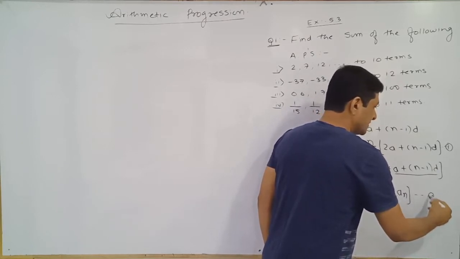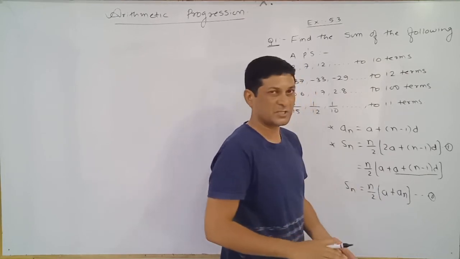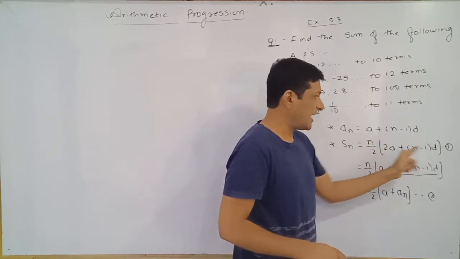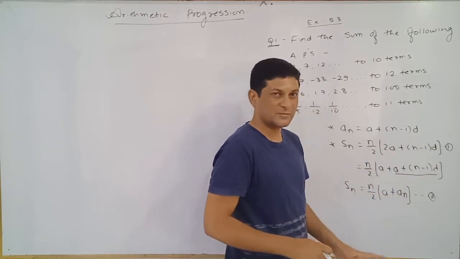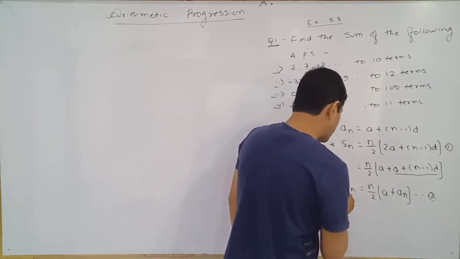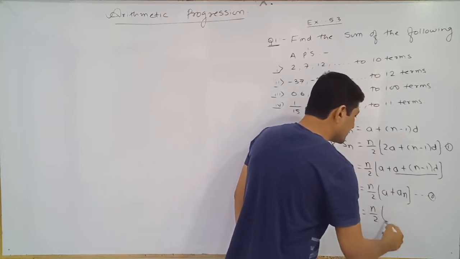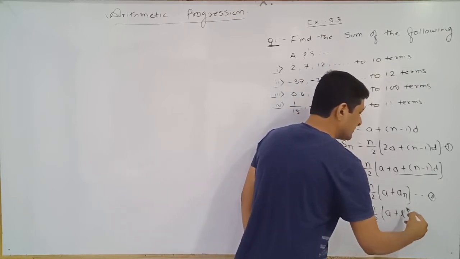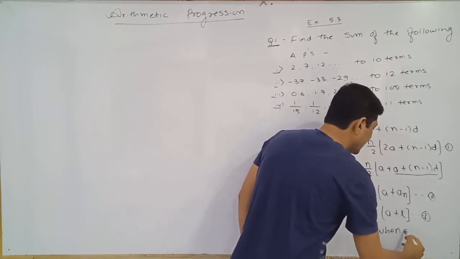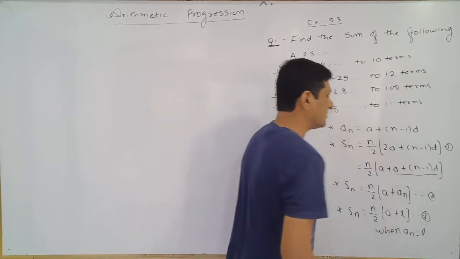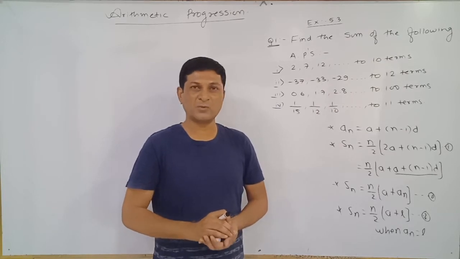So this is the second formula to find out sum of n terms. If n, a and d are given to us, apply the first formula. If n, a and the nth term are given to us, apply the second formula. The nth term is also called the last term of the arithmetic progression and sometimes it is denoted by L. So an is nothing but the last term of the arithmetic progression. These are some important formulas which we have to apply while solving the examples.